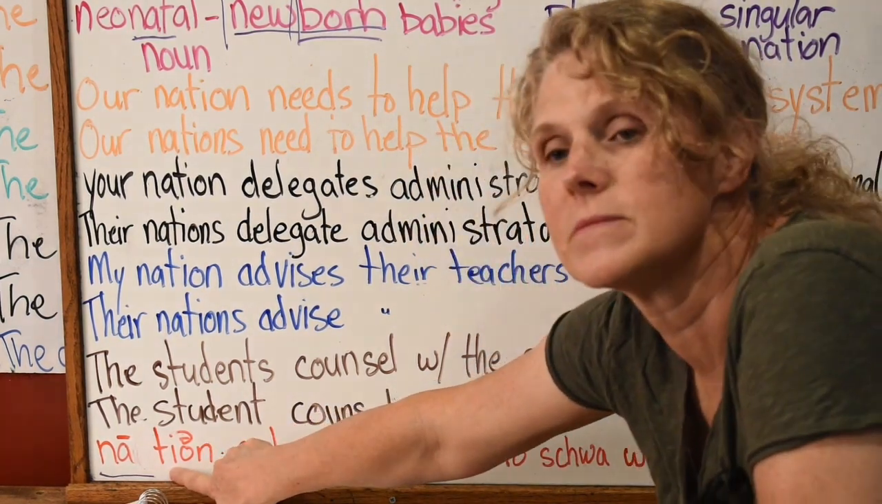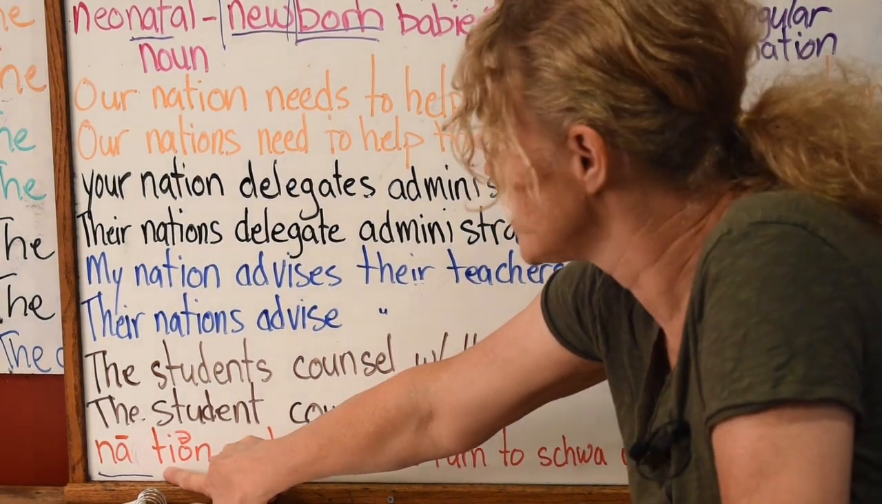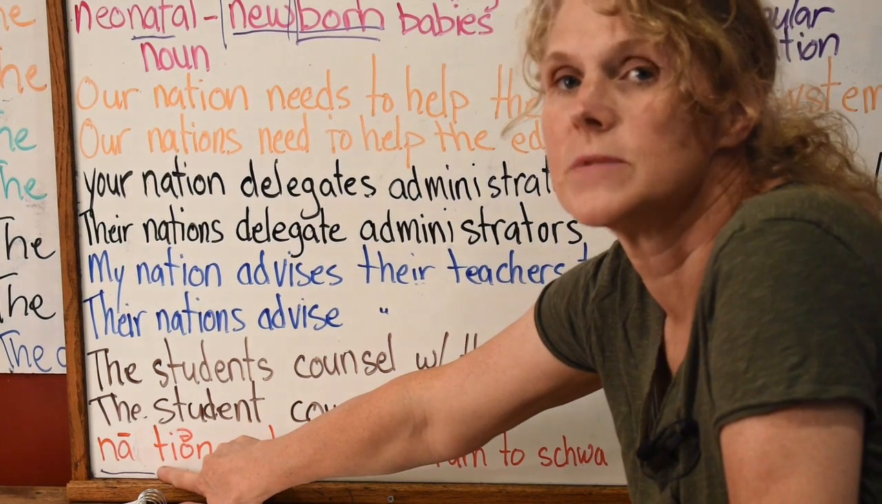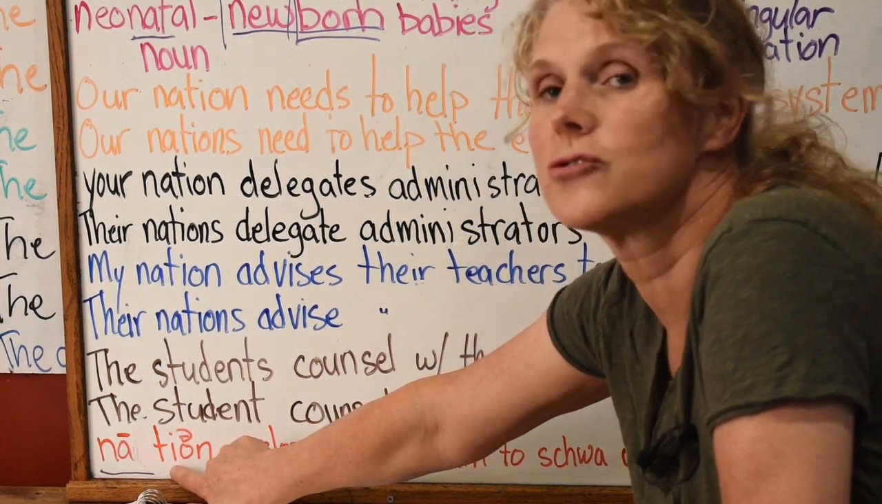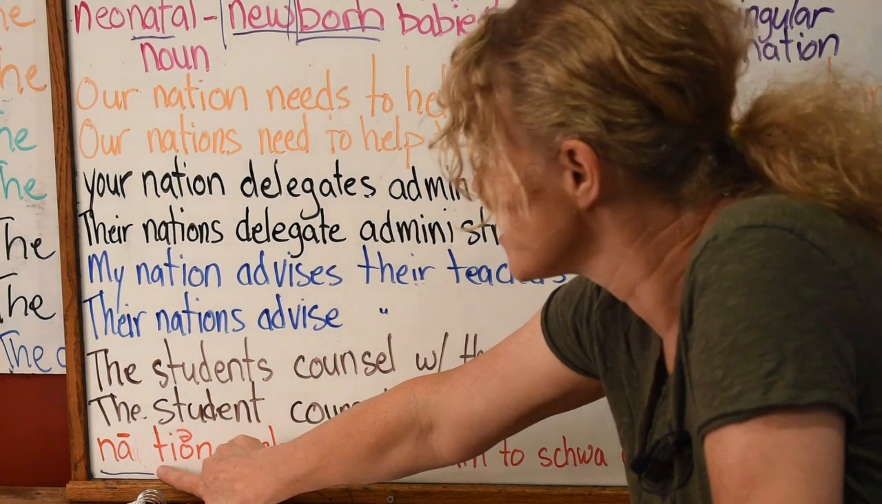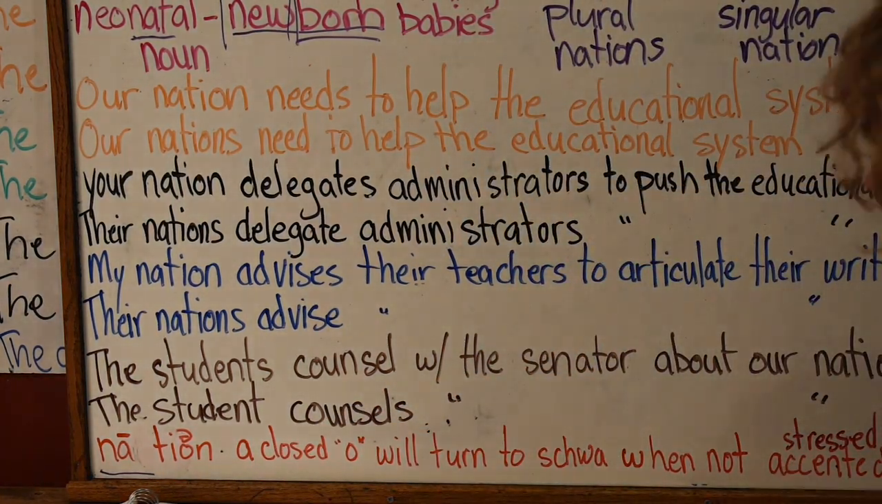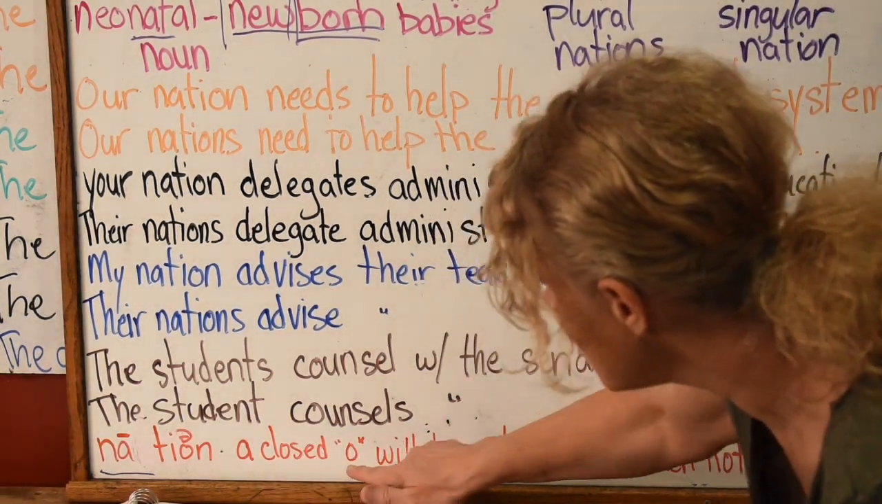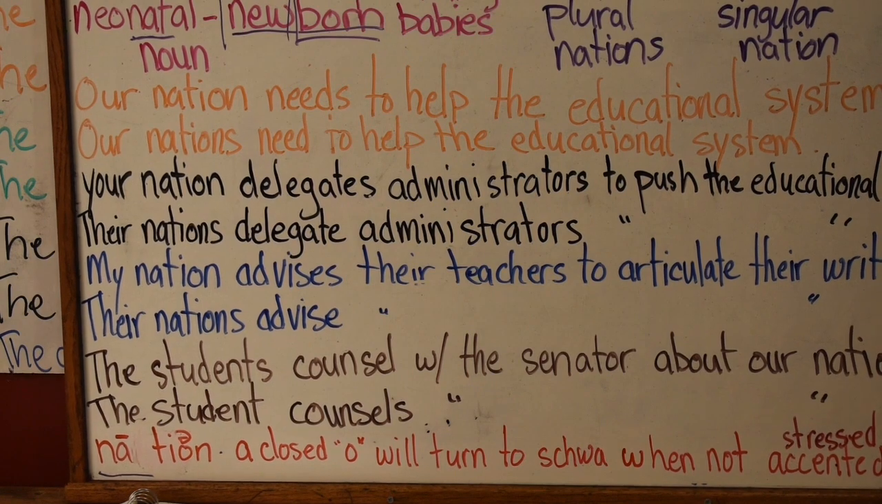But look at this T-I. What is that called? What's this TI called? It's a digraph. This vowel right here is not a vowel in this one. It's part of this digraph. Okay, a closed O will turn to schwa when not accented.